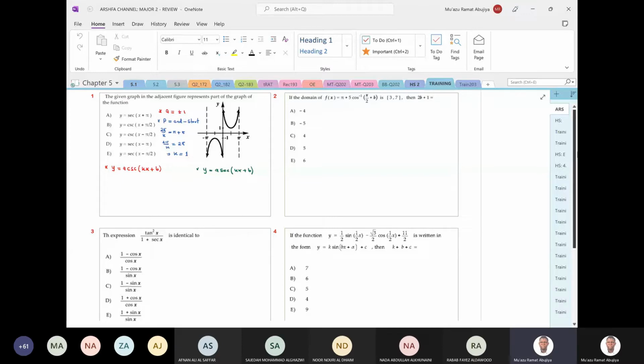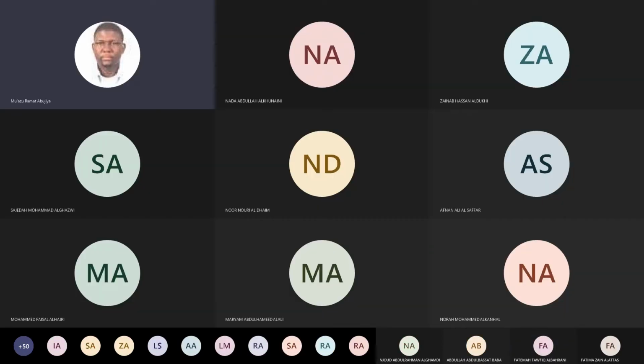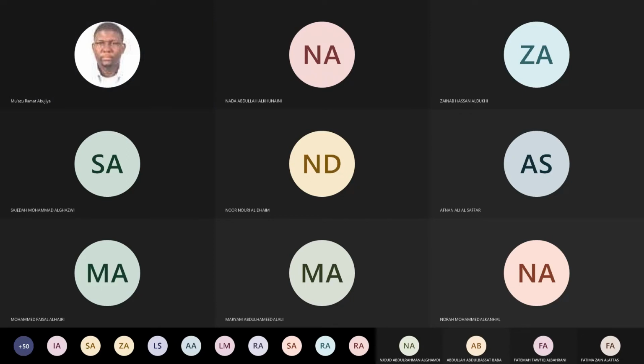What is the problem again? My sharing network is getting... okay, yes, I can see there is a problem within my sharing again. What is the problem?